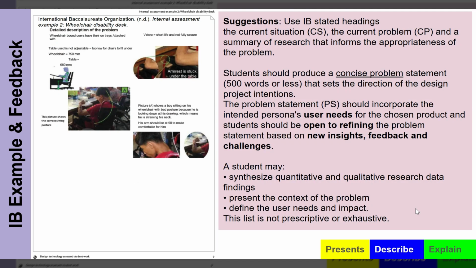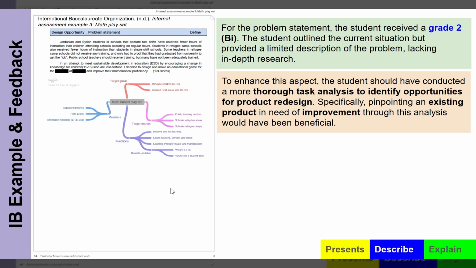So moving on with the same example, again, this should be included in criterion A, not criterion B. So a recommendation here is just to follow the format here. This is from the features of the IA. So use the IBDP stated headings, the current situation, current problem, and then have a summary of the research. It should be a concise problem statement, and I've gone through this in the previous page. So looking at the third example, again, you could probably guess what this will get.